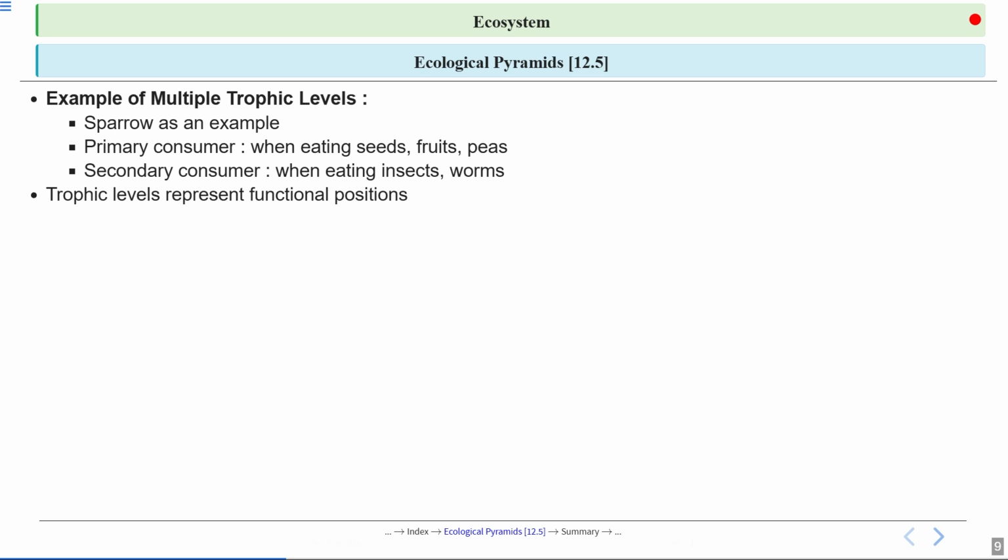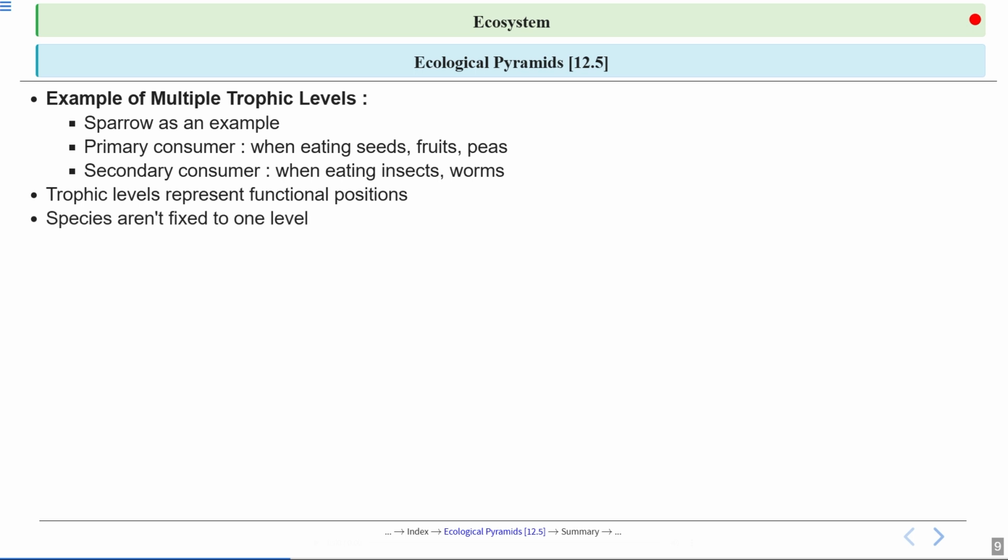Okay, what do you mean by trophic levels representing functional positions? Means trophic level represents the different roles the organism plays in the flow of energy through an ecosystem. So there is a flow of energy from one organism to another organism. Okay, from the producers to the primary consumers, from primary consumers to the secondary consumers, and so on.